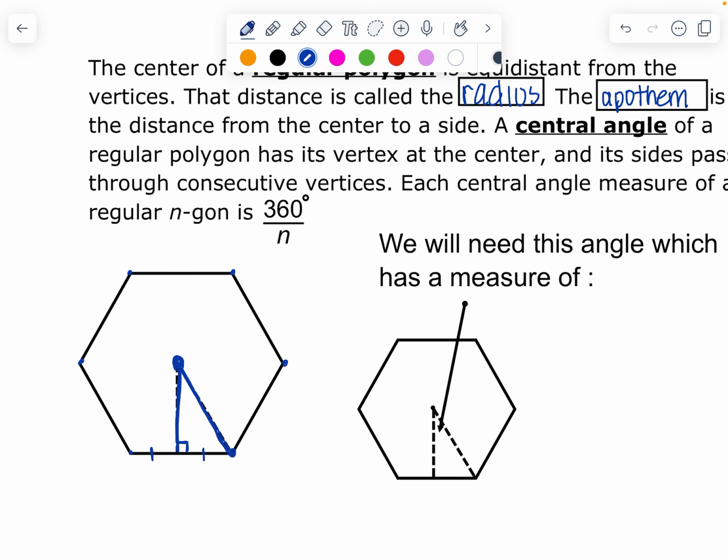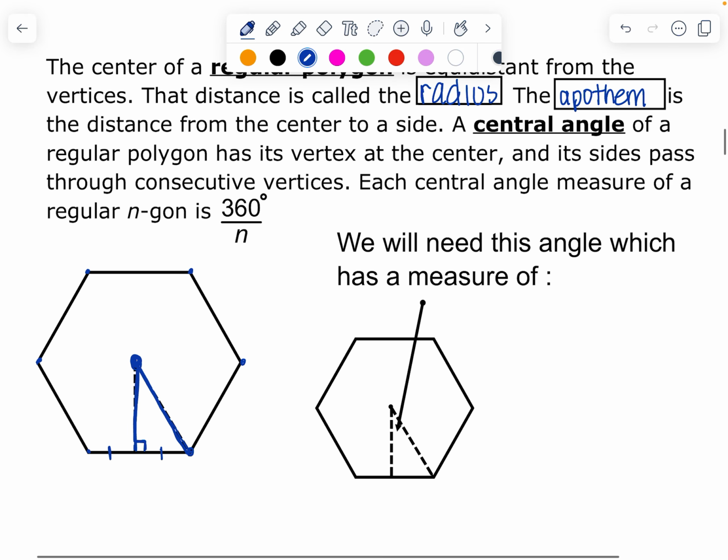All right, so now we have something called a central angle. A central angle of a regular polygon has its vertex at the center, and then its sides pass through consecutive vertices. So I already erased my circle, but this right here is one central angle. Then we have another central angle. And then we have another central angle. Notice this would have 6 central angles.